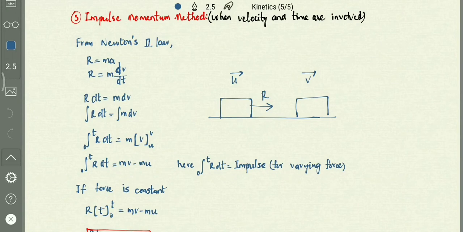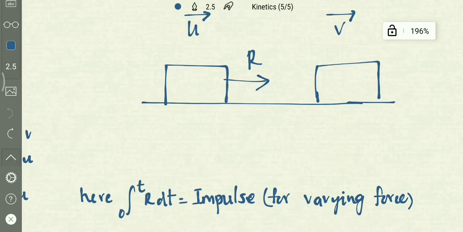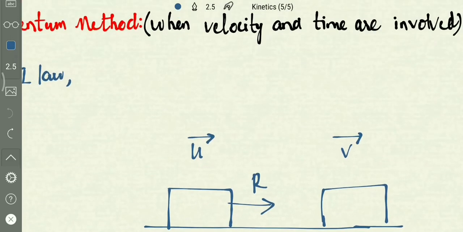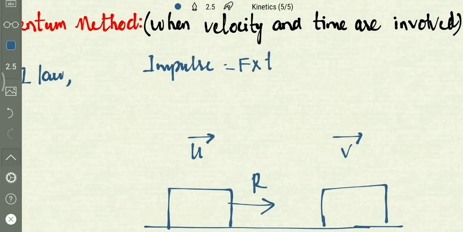So next one is impulse momentum method. When is impulse momentum method used? When velocity and time are involved in the kinetic problems, we use impulse momentum method. Let us see what is impulse and what is momentum. Impulse is equal to force into time. When a force is applied for a small time and this force is multiplied by the time applied, it is called the impulse.